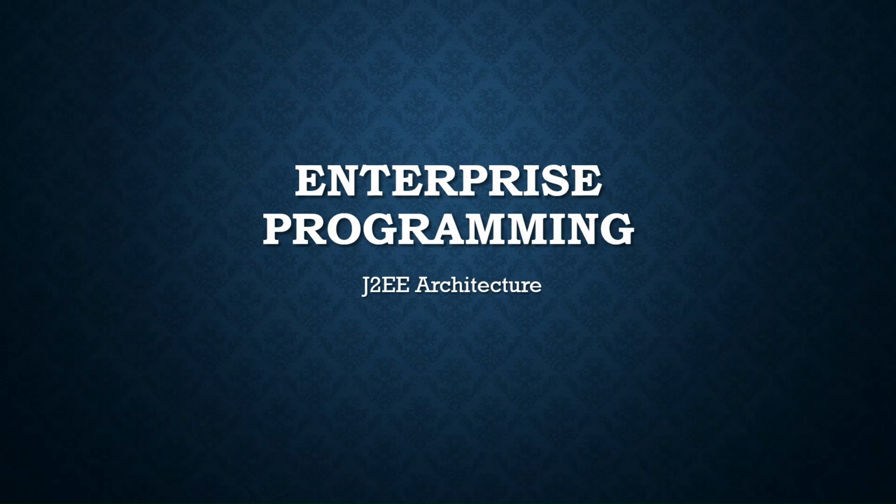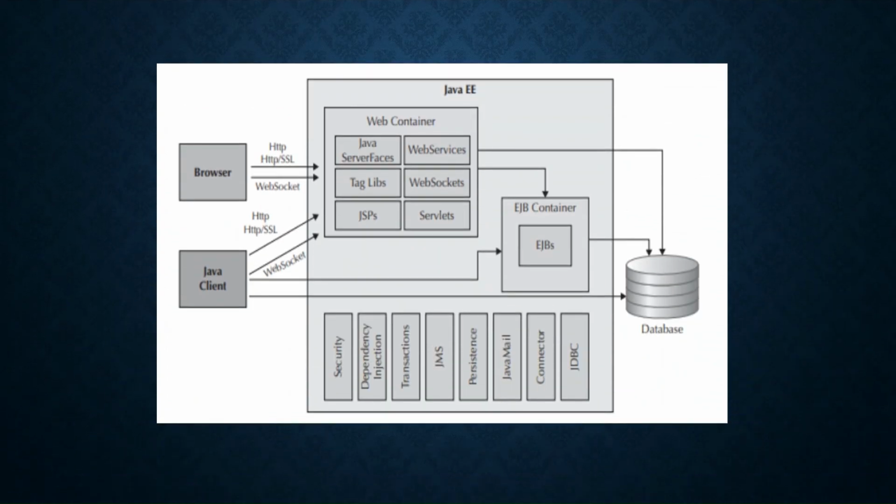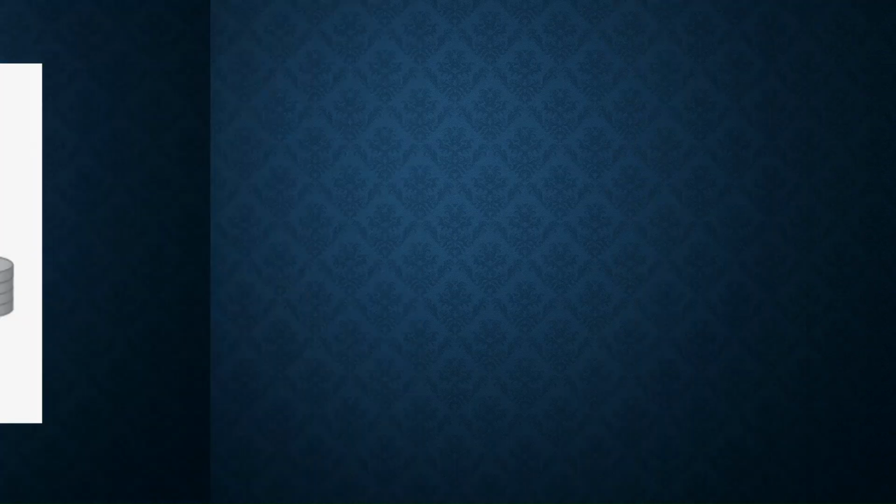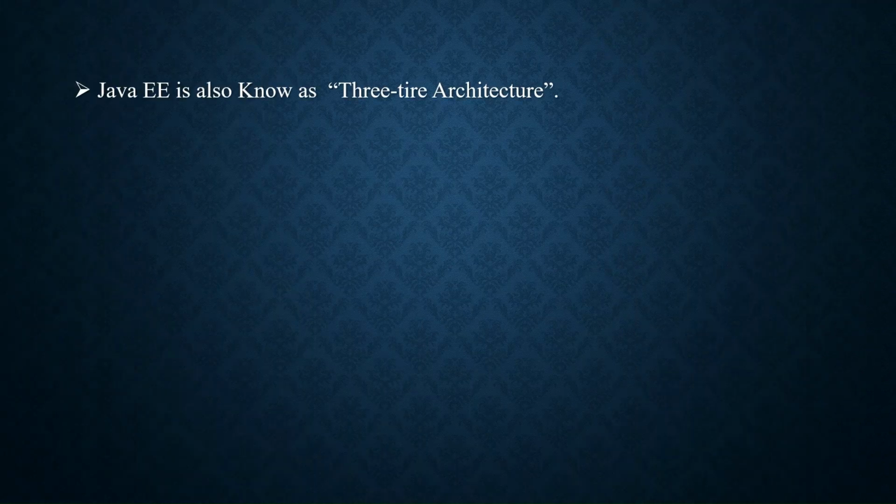In this video, we discuss the J2EE architecture. This is the architecture. Now we briefly see about the architecture. Java EE is also known as three-tier architecture: client tier, server tier, database tier.